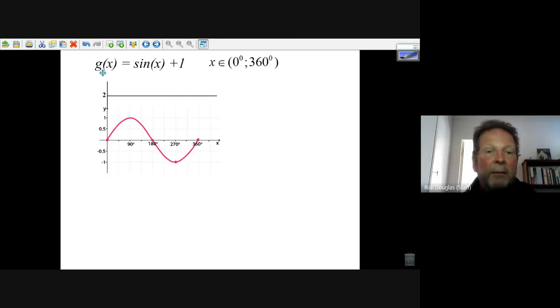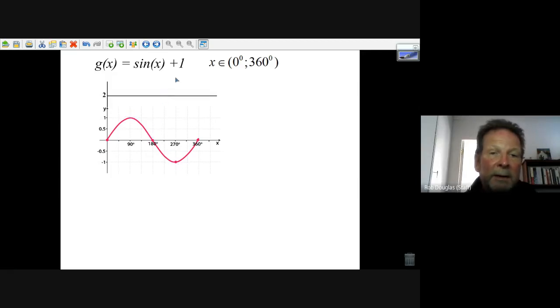If you were asked to graph g of x equals the sine of x plus 1 between 0 and 360 degrees, well, I kind of like to think of the basic sine graph, and there it is. 0 and 0, 90 and 1, 180 and 0, 270 and minus 1, and 360 and 0. And you just make a nice wave between those points. Now, if you were asked to graph that, you'd have to label the function. We put a g on it and the turning points.